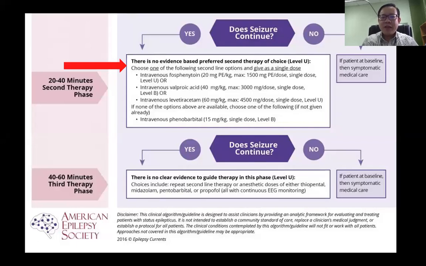After that, for second line in AES, you realize that it's no longer just phenytoin. It's stated here phenytoin, and I'll tell you why. It also includes two other options, which are valproic acid and levetiracetam in the second line. So these are no longer third line. Valproate and Keppra, or valproate and levetiracetam, are second line in the AES guideline.